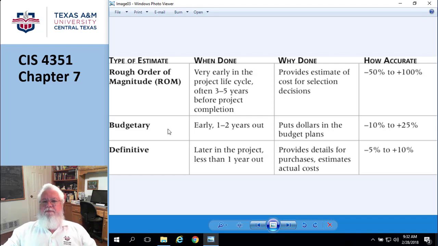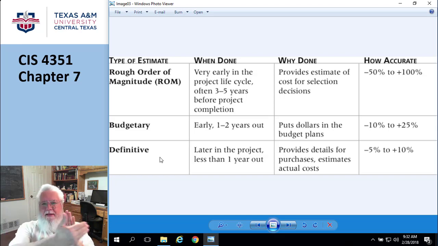And so this is probably what you use to get your budget. Okay, I need a budget for the project. Here's how much it's going to cost. And then later on, as the project is going on, you're going to be producing what they call the definitive budget. And this one is, here are the details.